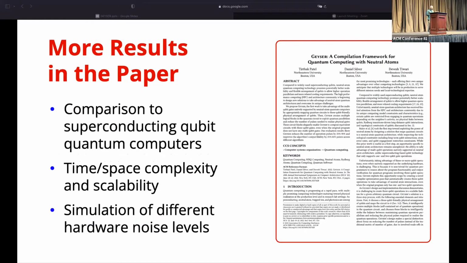There are more results in the paper comparing Geyser to superconducting qubit technology using the simulation parameters from that technology, also about the complexity in terms of time and space, and then the simulation with different levels of noise as neutral atom technology progresses.